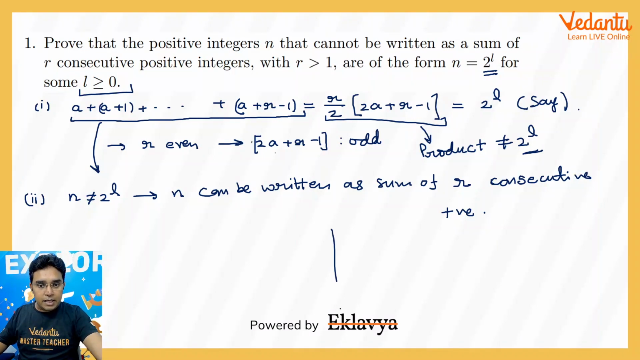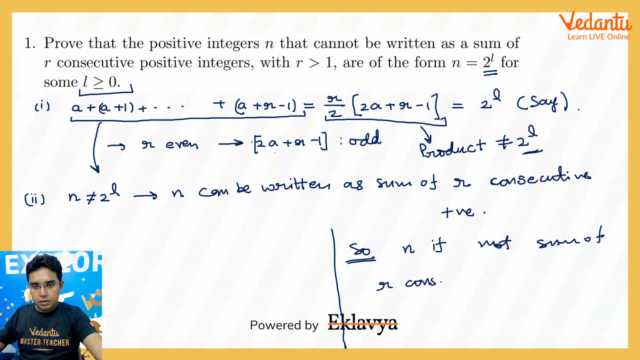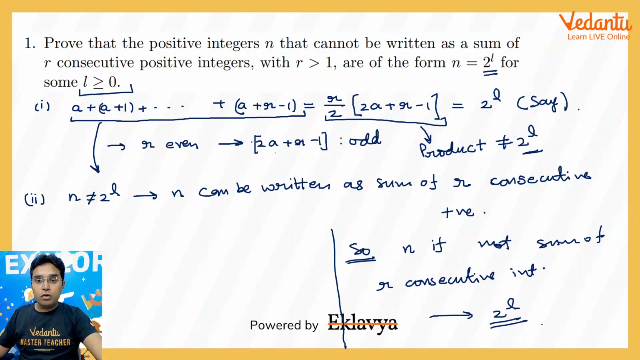So I think we can say very safely that if n is not the sum of consecutive integers, it has to be 2 raised to the power n. So this completes the solution of this question. Okay.